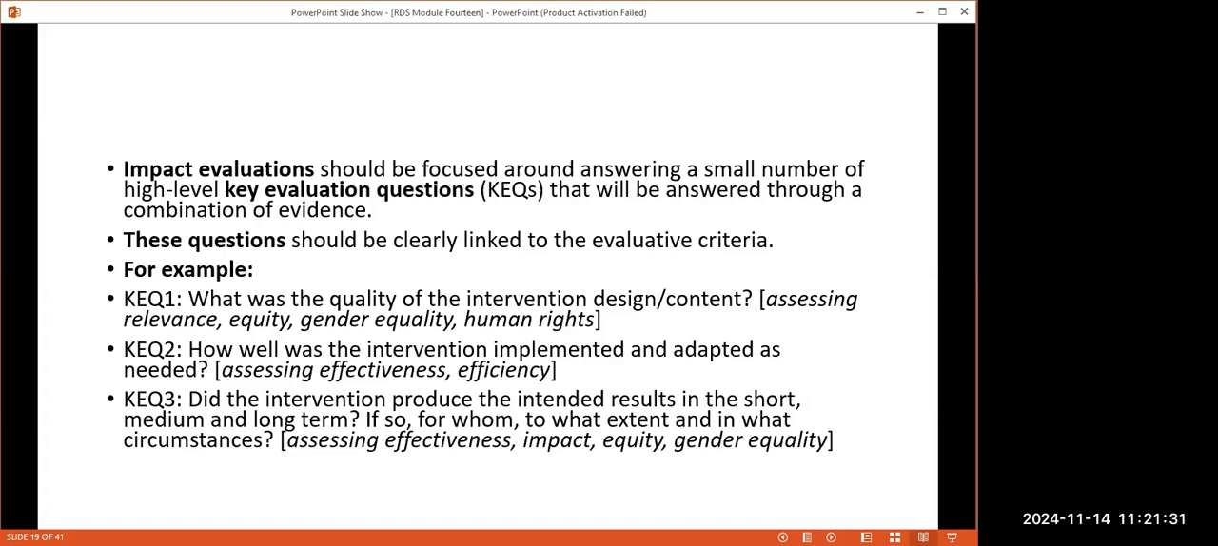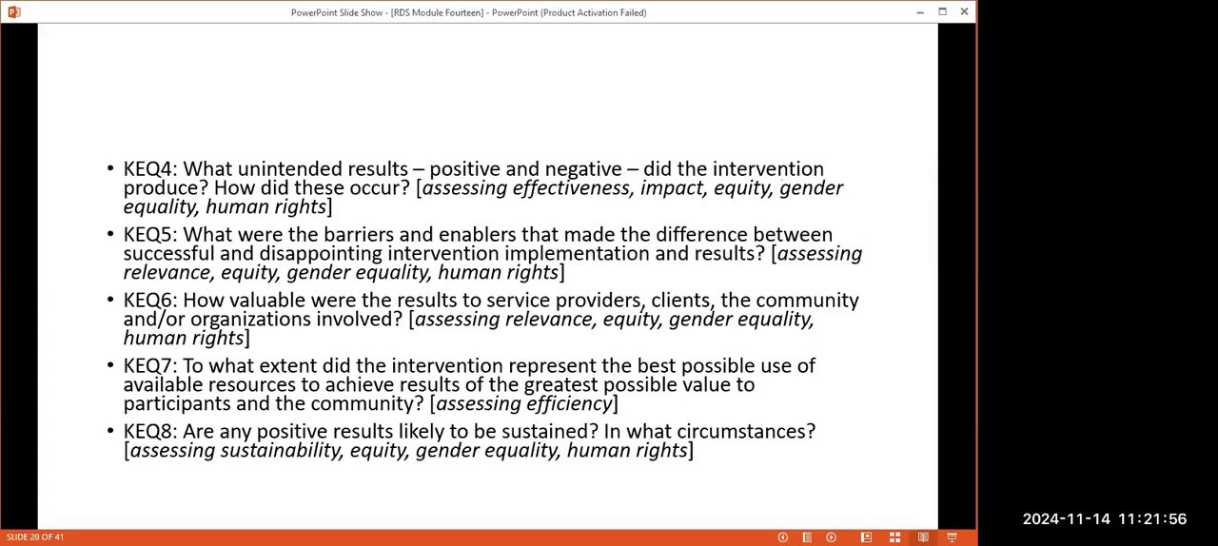For example, number 2, how well was the intervention implemented and adapted as needed? Here you are looking at effectiveness and efficiency. I hope you notice that you are not asking what was the efficiency about it. No, the questions that have been asked directly relate to those criteria. What unintended results, positive or negative, did the intervention produce? Here you're looking at effectiveness, impact, equity, gender equality, human rights, all that.